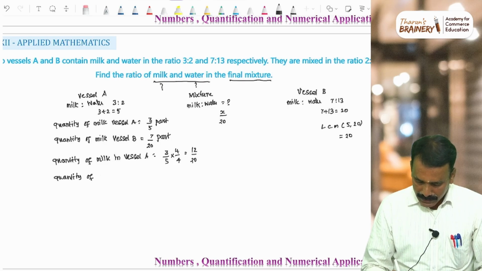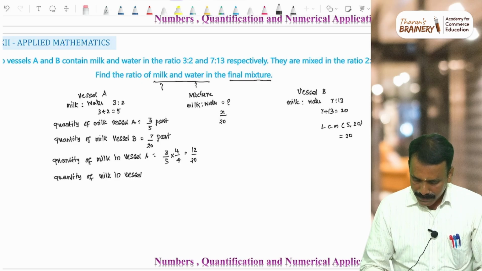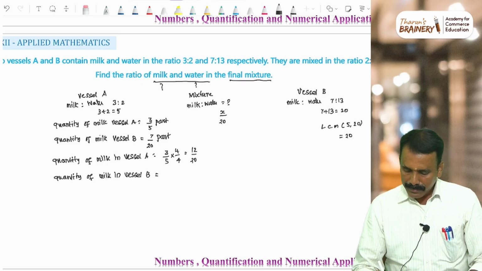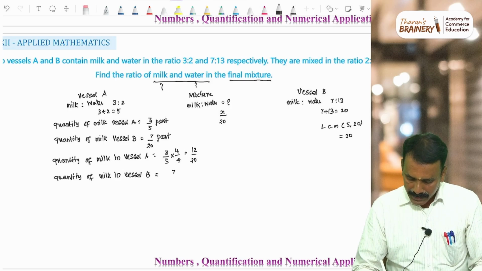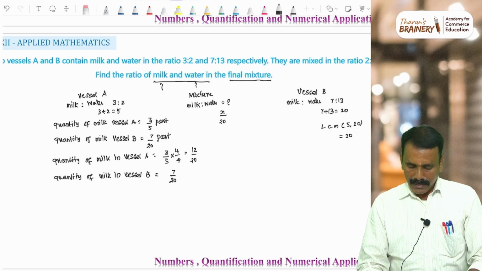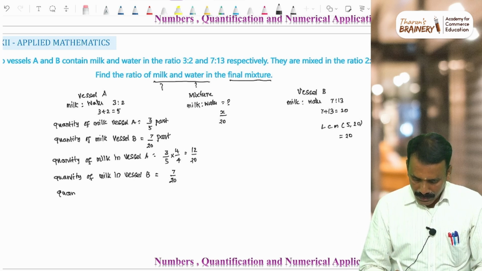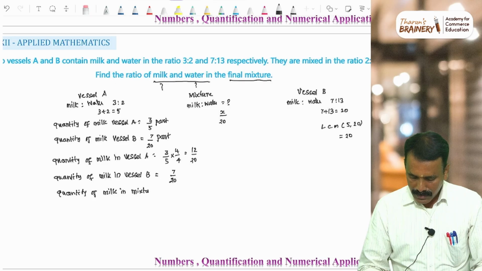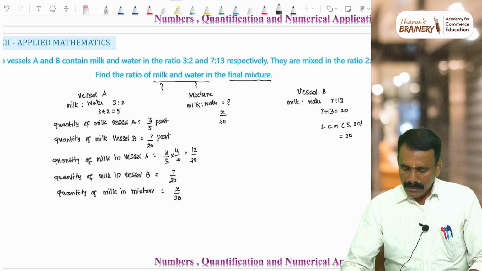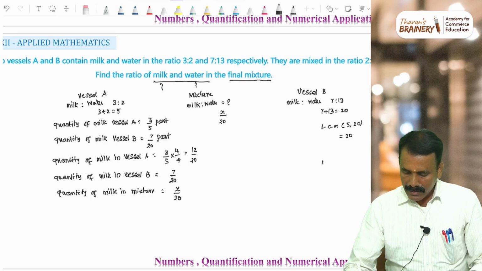And quantity of milk in vessel B, it is given to be 7 by 20. It is going to have the same denominator. And the mixture is going to have, we don't know the value, we are going to find the value. We assume it to be x by 20. So we have the situation. Mixture is going to have x by 20.